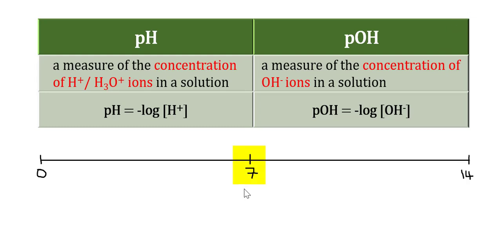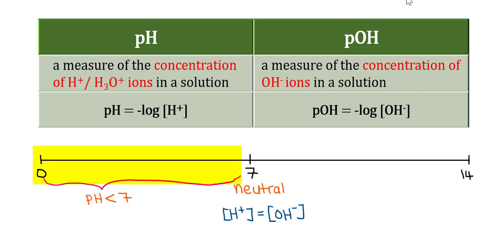A neutral solution has a pH equal to 7. At this condition, the concentration of hydrogen ion equals the concentration of the hydroxide ion. A solution with a pH less than 7 is called an acidic solution. At this point, the concentration of hydrogen ion is bigger than the concentration of the hydroxide ion.